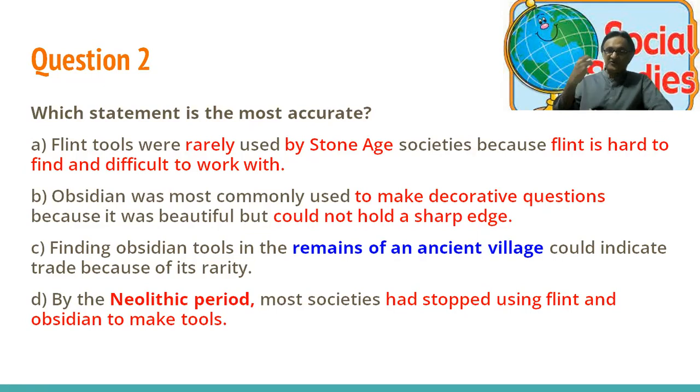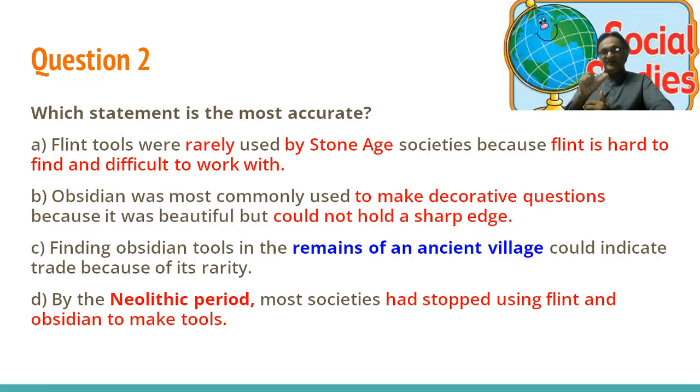So these obsidians were rare because at that time they were living in societies, and they developed from hunters to modern humans. So they could be found over there, these tools. So this is the correct answer for question number 2. Why is D correct?